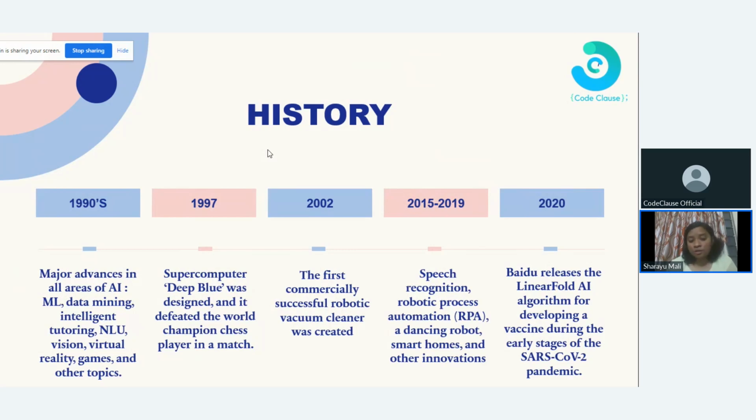In 2002, the first commercially successful vacuum cleaner was created. After this, from 2015 onwards, we saw a large emergence in robotic process automation, also known as RPA, and the use of AI in smart homes and other innovations. Recently, in 2020, Baidu released the LinearFold AI algorithm for developing a vaccine during the early stages of the COVID-19 pandemic.